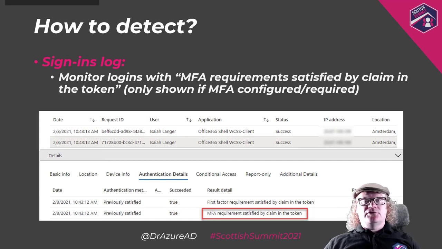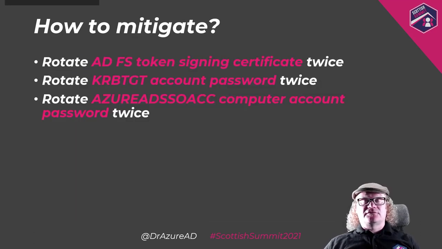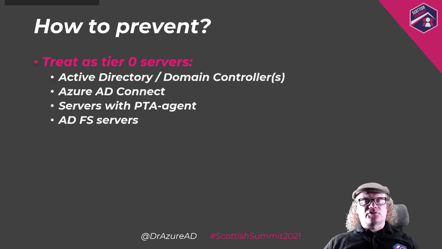So how can you mitigate these three things? Well, notice that okay, your organization is breached, so you need to do at least these things. You need to rotate the ADFS token signing certificate twice. You need to rotate the KRBTGT account password twice, and also the AZUREADSSOACC computer account password twice. So do that immediately if you see something like this. So that's how to mitigate. So how to prevent?